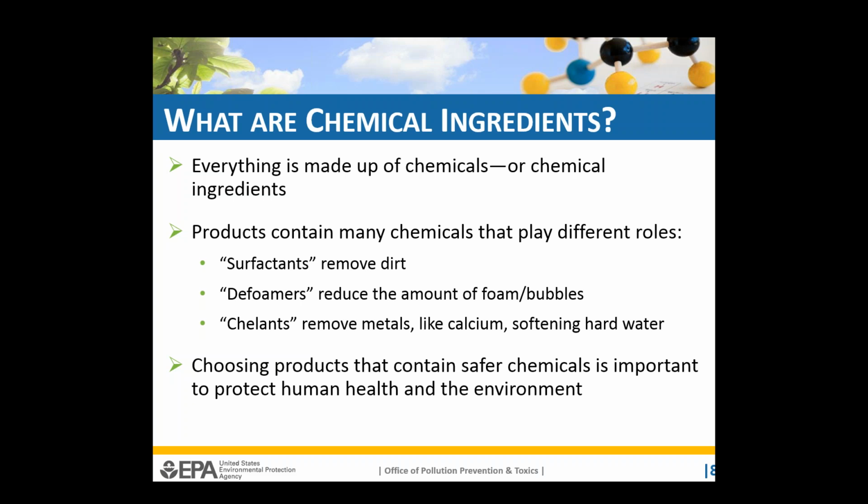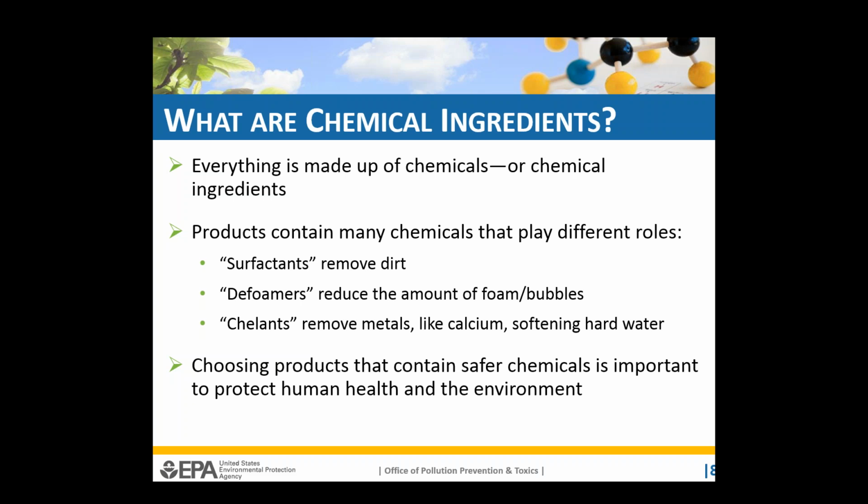It reduces the amount of foam or bubbles, and this is really important, say, for dishwashers, where you don't want foam coming out as you're washing your dishes. And then chelants, they remove metals. So an example here is calcium. If you're in an area that has hard water, the calcium in your hard water may interact with your detergent and make the surfactant that I talked about not work. So if you add a chelant, it would remove the calcium, letting that surfactant do its job.